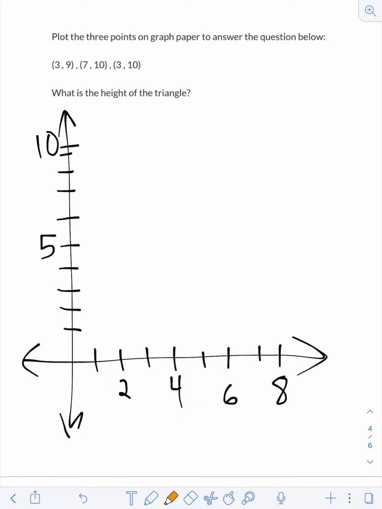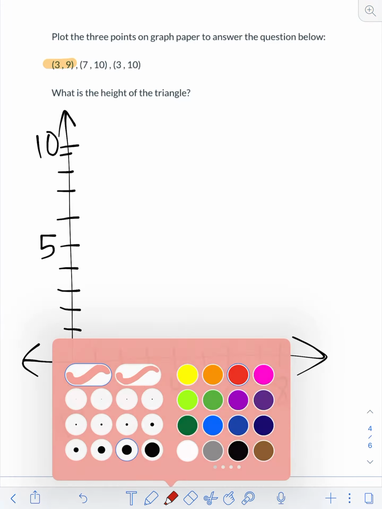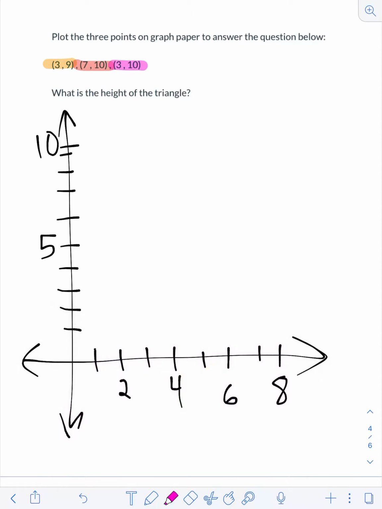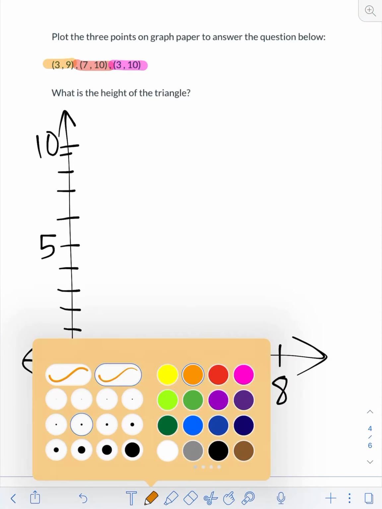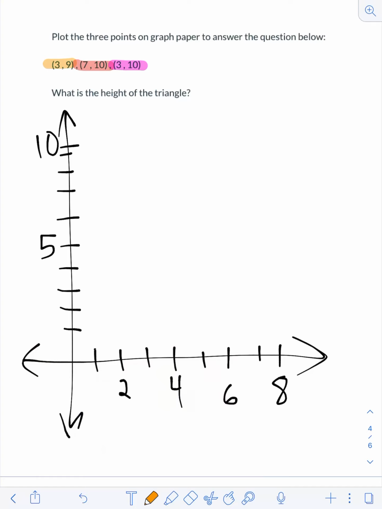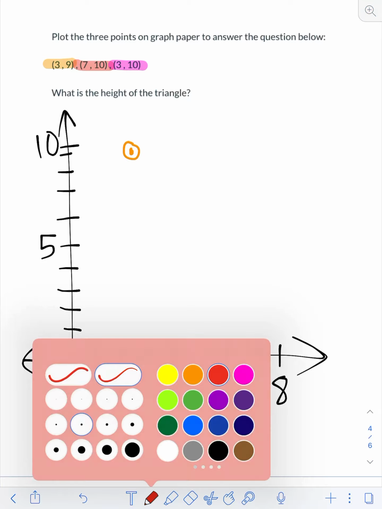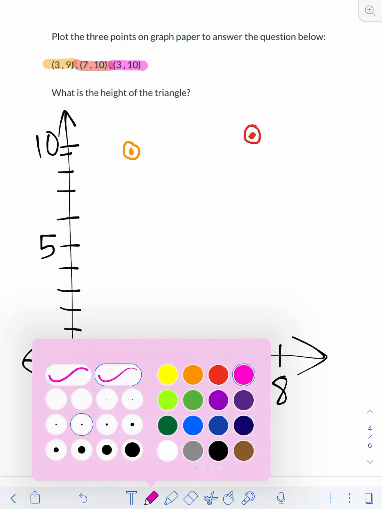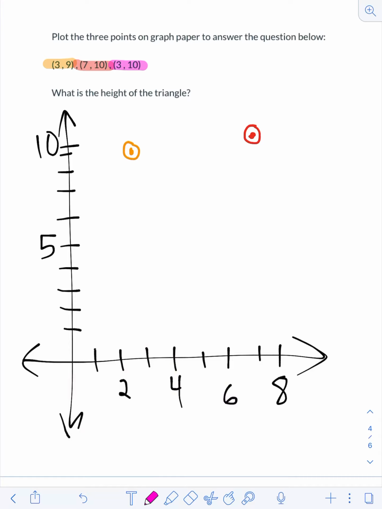Now we color. 3, 9 will be orange. 7, 10 will be red. And 3, 10 will be pink. 3, 9 over 3. Up 9 for the orange. Over 7. Up 10 for the red. And then over 3, up 10 for the pink.